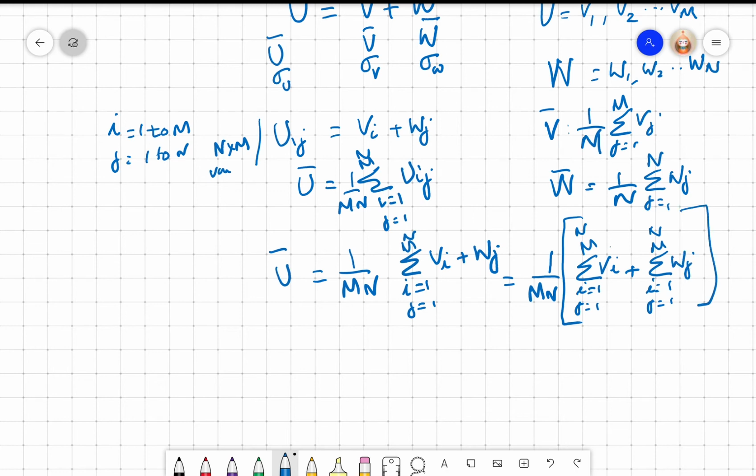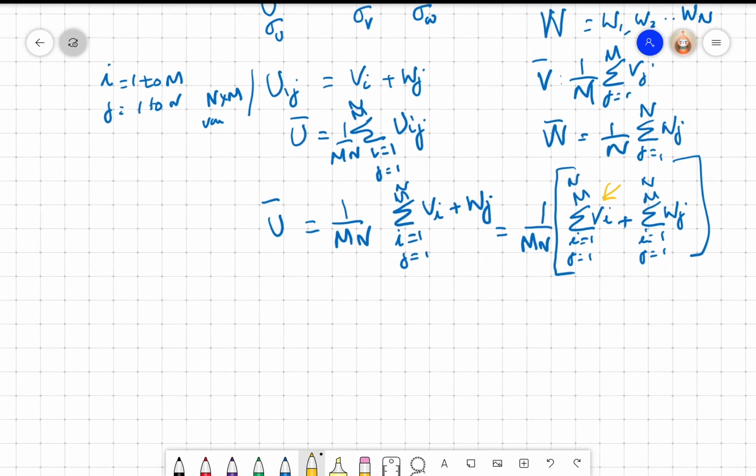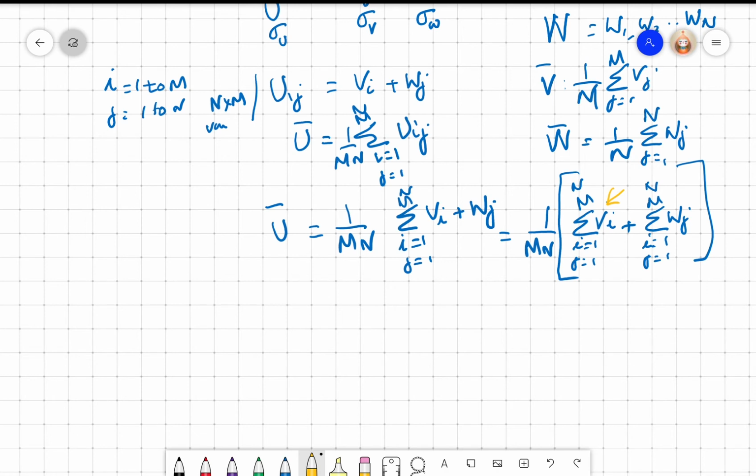Now I look at this one. I put I equal to 1, I will get V1. I equal to 2, I will get V2, right? But when I put J equal to 1, nothing. I will get V1 plus V2 plus V3 plus Vm. When J equal to 2, again I will get V1 plus V2 plus V3 plus Vm. So if I am going to evaluate this, because J is an independent value, I am going to get N times sigma Vi.